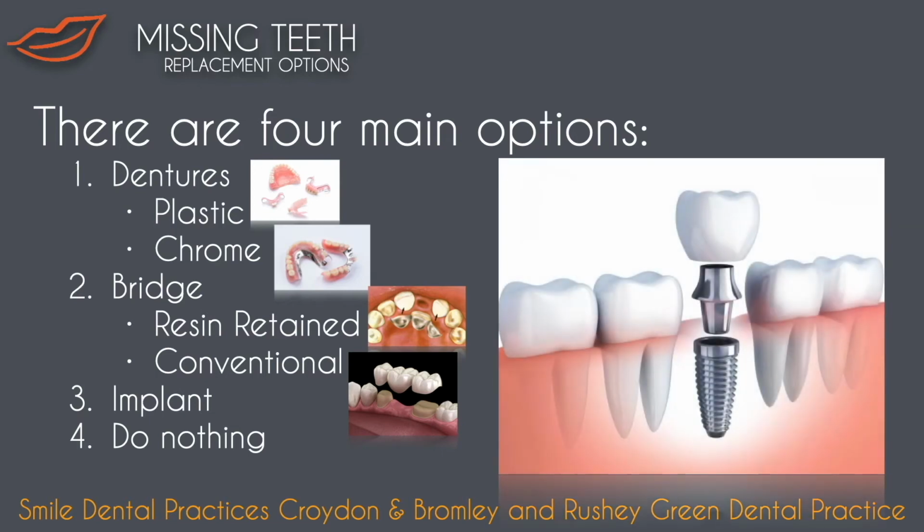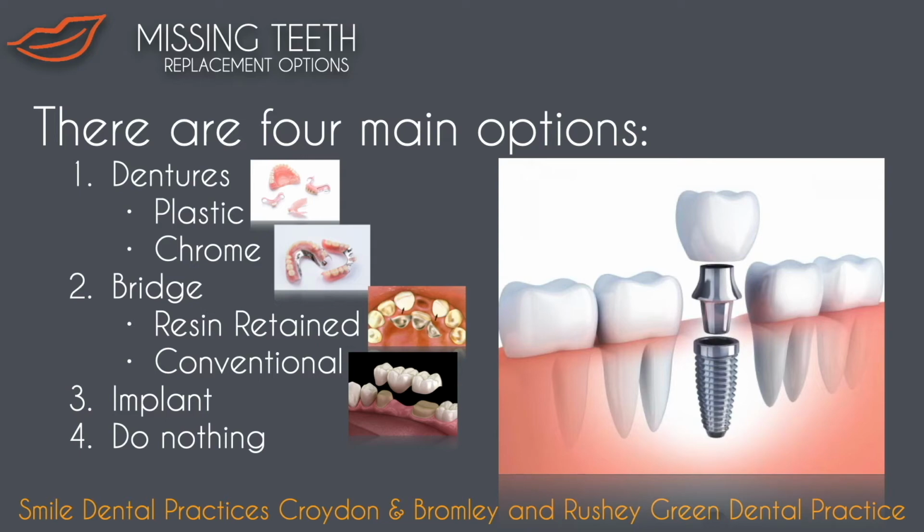Option number 3 is a dental implant. A dental implant is a titanium screw that is put into the bone, and on top of that titanium screw we put something called an abutment. On top of that abutment fits the crown. The biggest advantage with dental implants is the fact that we are putting a titanium screw into the bone, and that bone is then preserved.